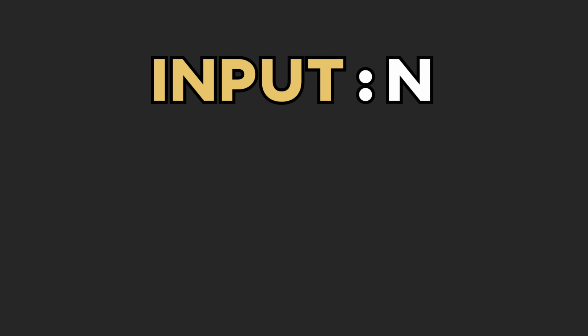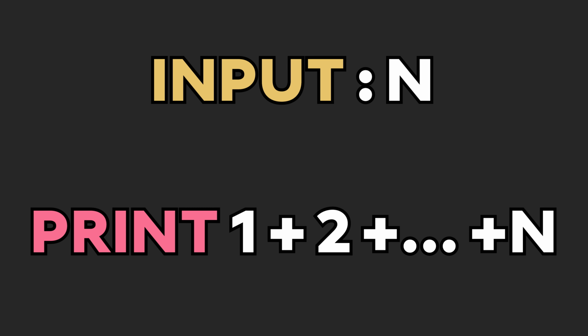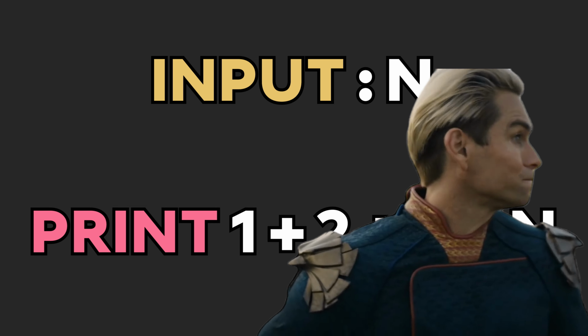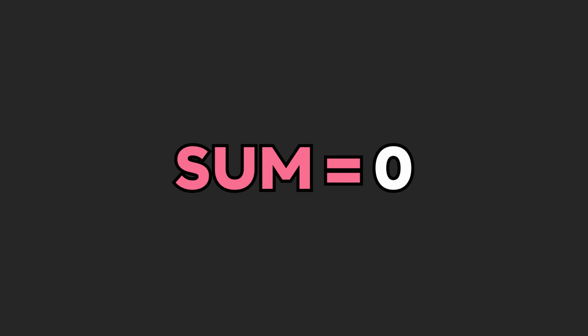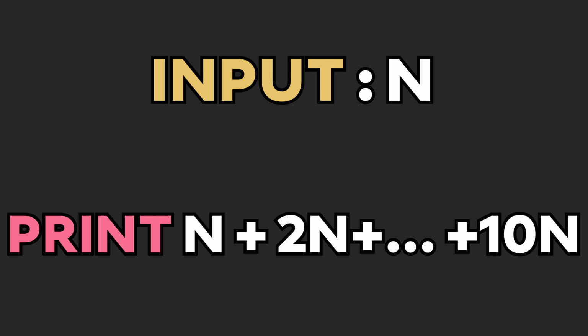So can you take n from the user and print numbers from 1 to n? How about you write a flowchart to print the sum of numbers from 1 to n? That would be a little difficult. Here's a hint. Keep another variable as sum and initialize it with 0. And how about you write a flowchart where you print the first 10 multiples of a given number n? It will follow a similar pattern.